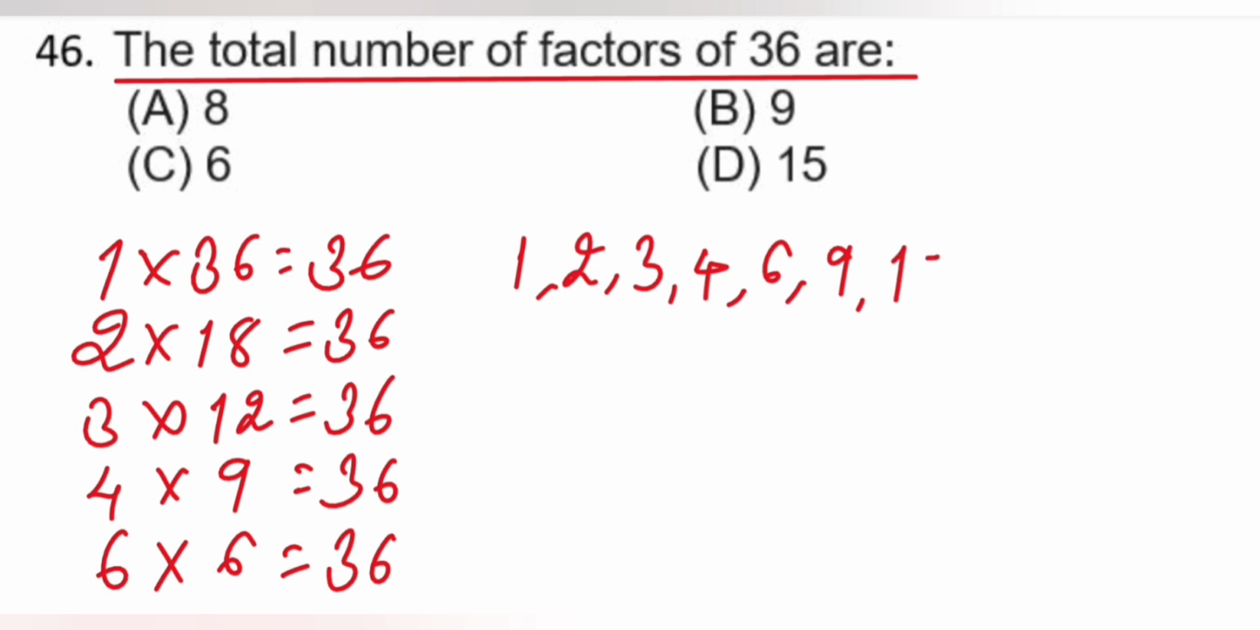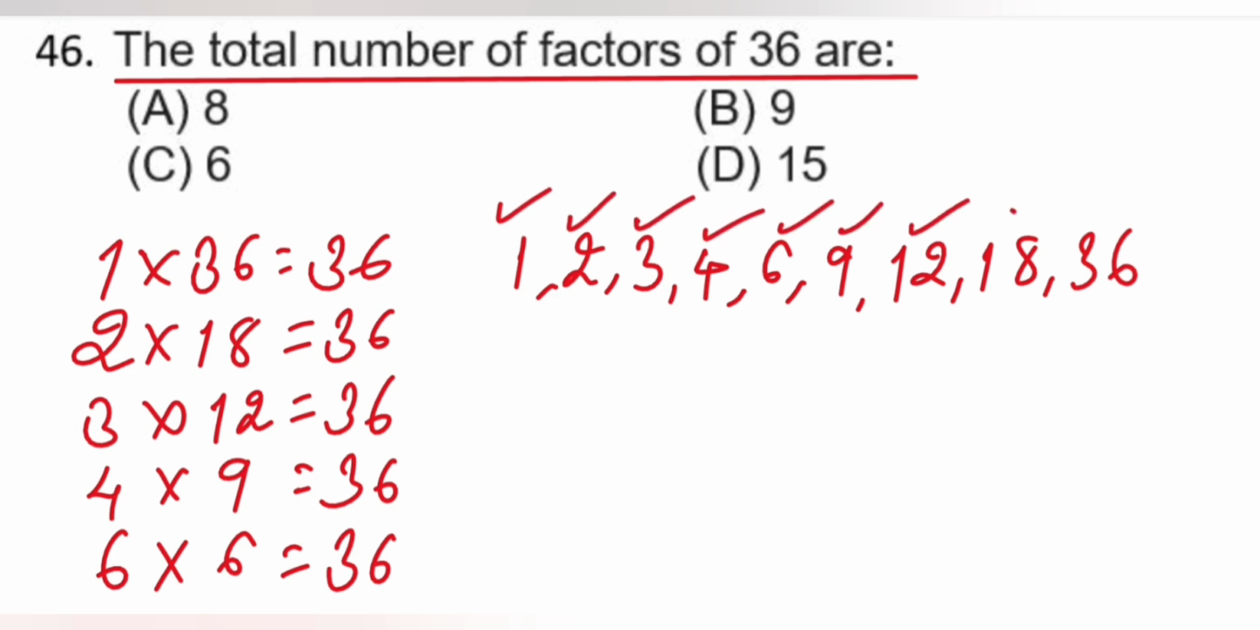Alright, so let us list the factors, that is 1, 2, 3, 4, 6, 9, 12, 18, 36. So these are the factors of 36. Okay, if we count, it will be 9. Let us move to the next question.